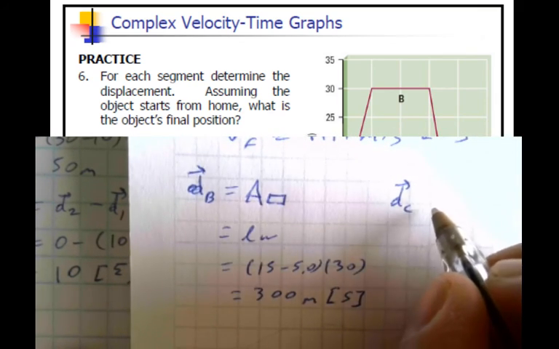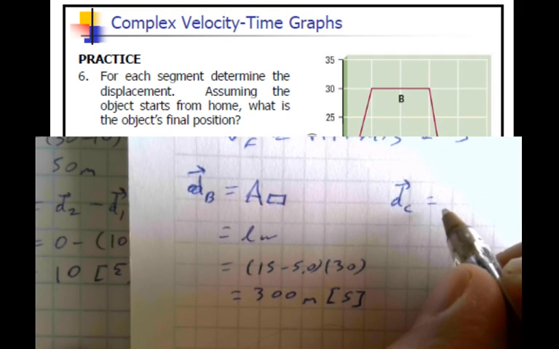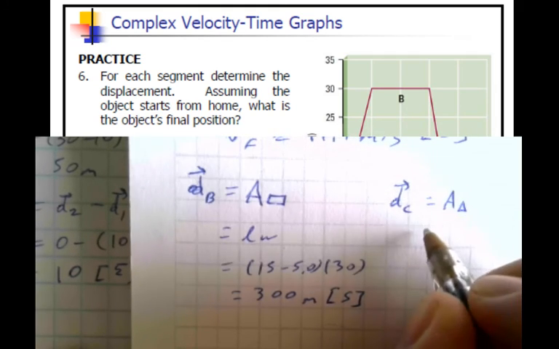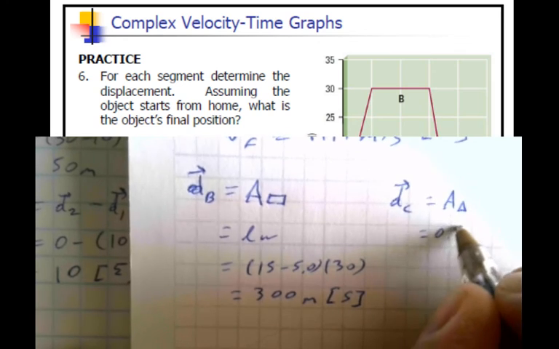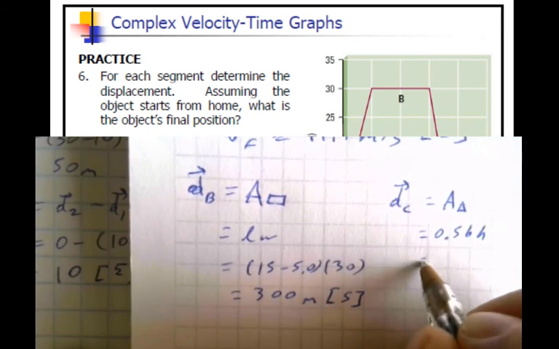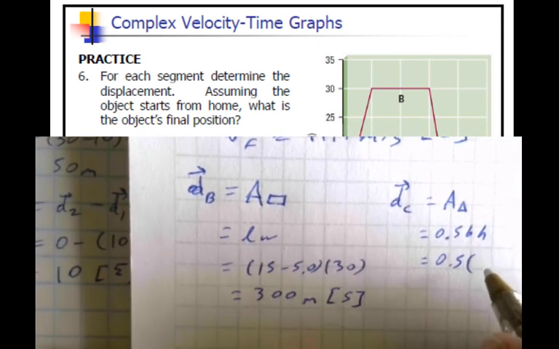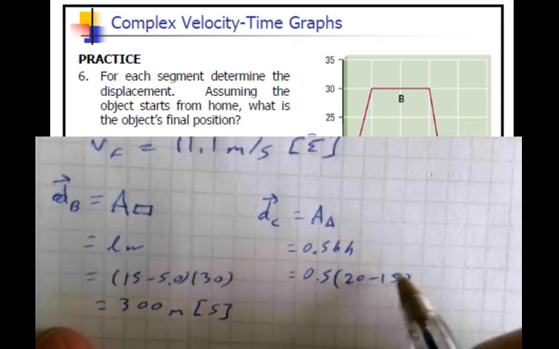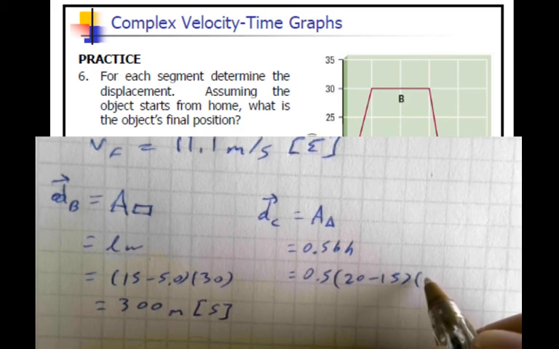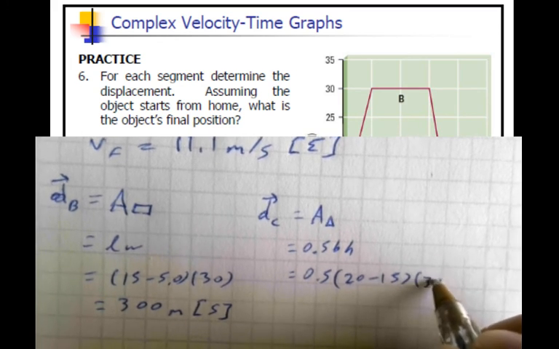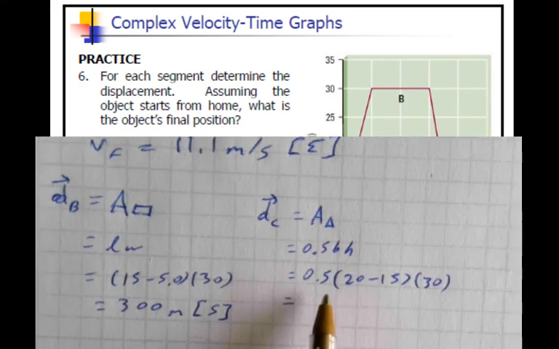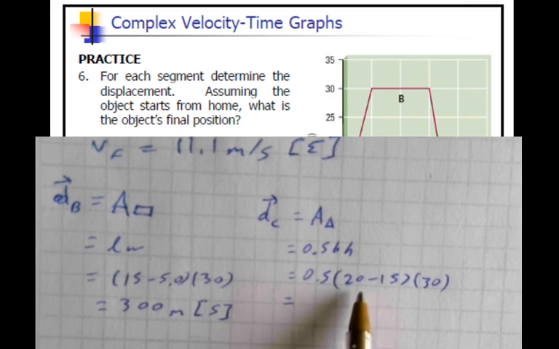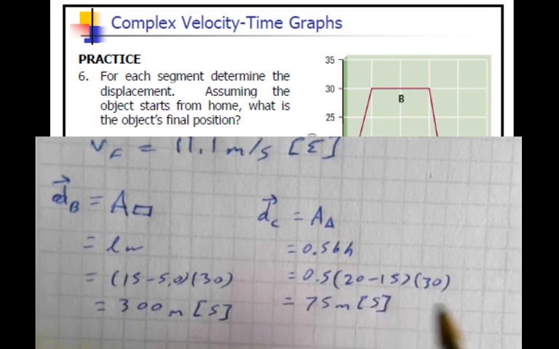And the displacement for C is equal to the area of just a triangle, 1/2 base times height. The base is 20 minus 15. The height is 30. So that works out to 1/2 of 30, which is 15, times 5, 75 meters south.